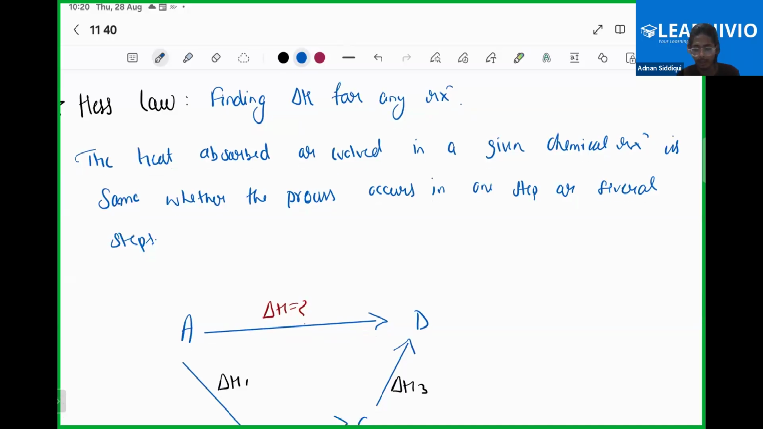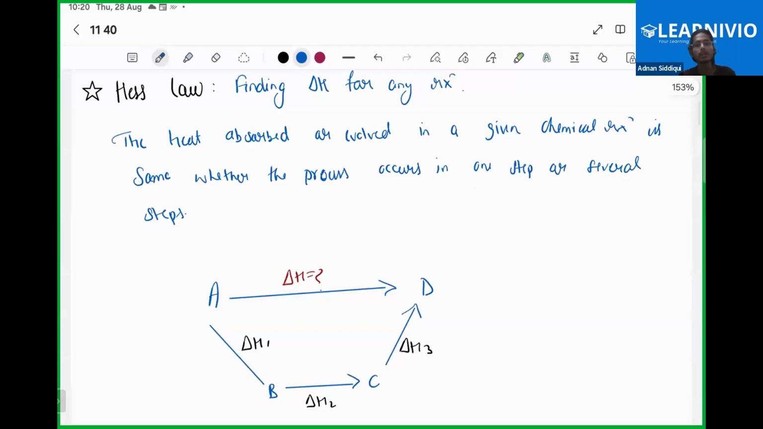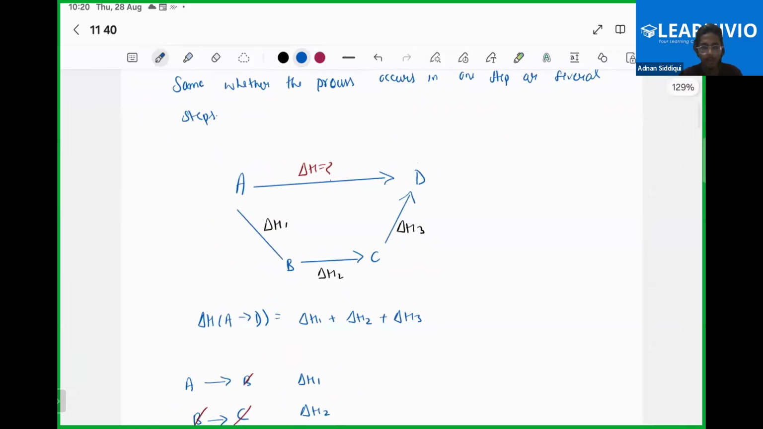What can we understand with this statement? Whether your heat is absorbing or evolving, right? Whether it is going to take 3 steps or 4 steps, right? Or you can directly see from initial to final state, both will have the same value. What I'm trying to say here is suppose what you are going to do. First, let us try to go from A to B. Sorry, A directly to D, right? First, we are going from A to D directly.